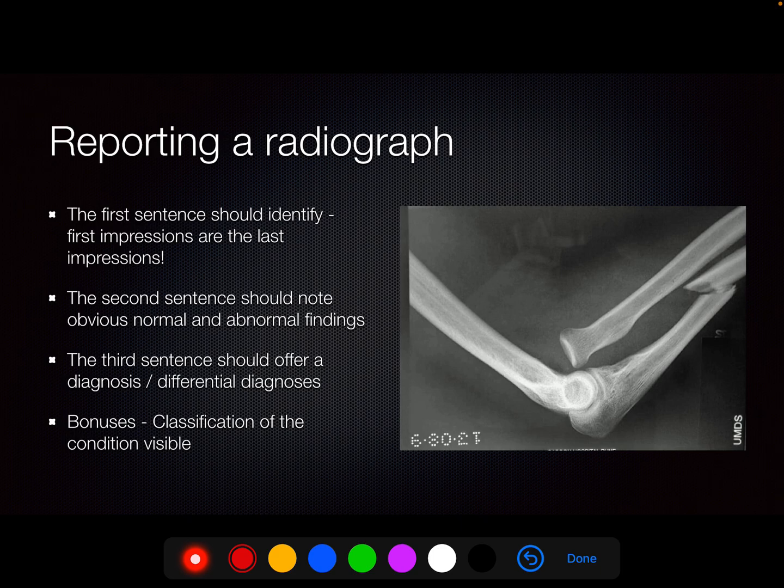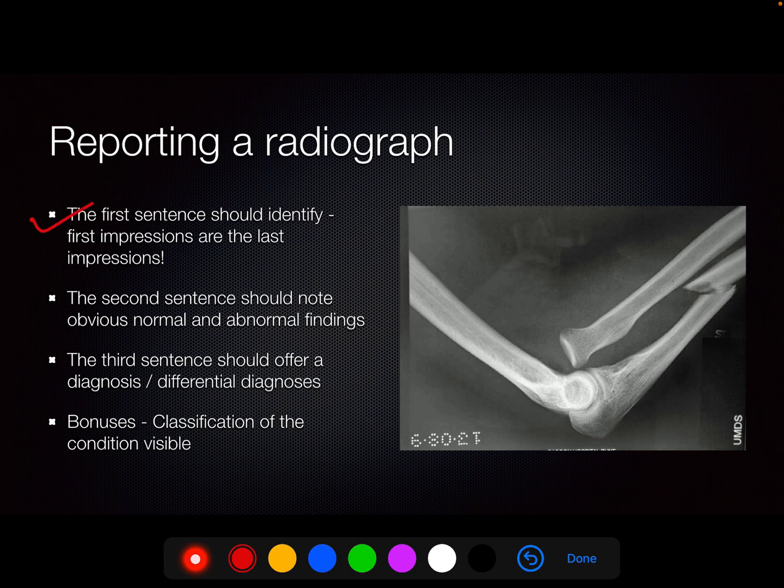The first one is that the first sentence should identify the radiograph, and this should be a short, crisp and scientific sentence to let the examiner know that you are building up towards making a good reporting and that you know your basics. Remember, the first impressions are the last impressions, and this first sentence will set the stage for the rest of the radiology which you will report.